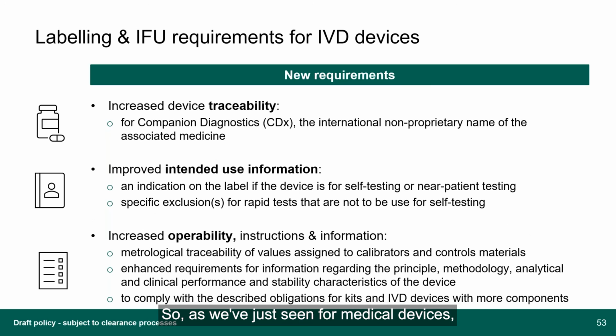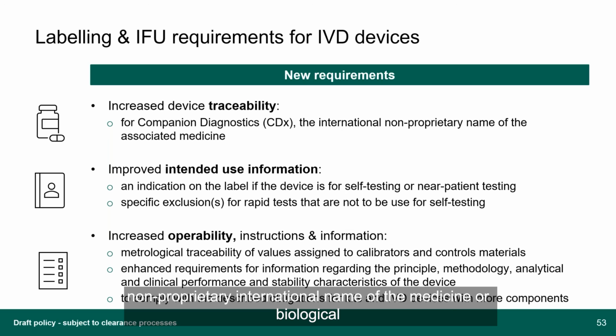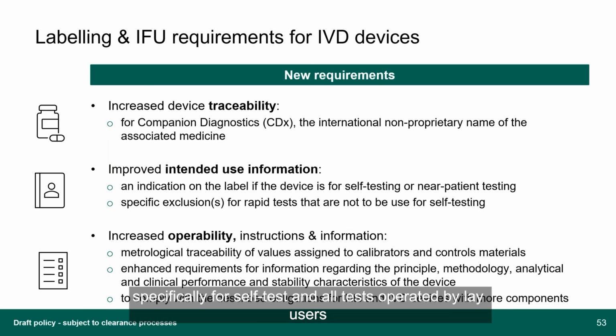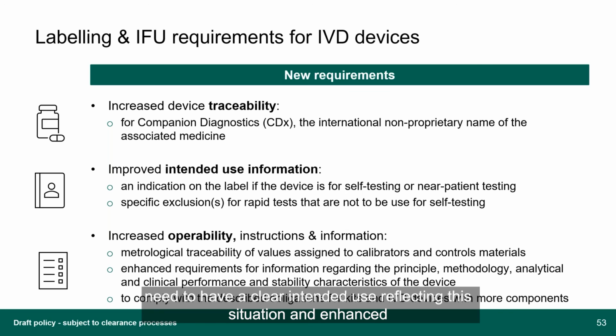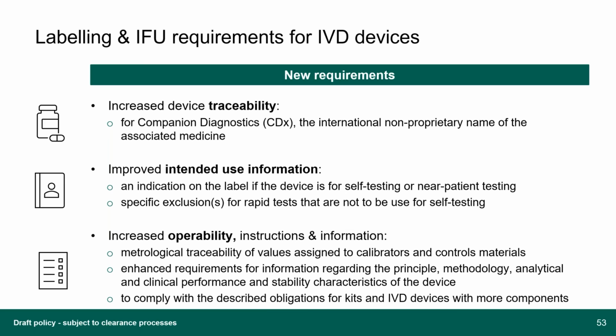So as we just saw, for medical devices, some requirements will be specific, but in this particular case, only for IVDs. So for example, to improve safety and traceability, devices classified as companion diagnostics will have to indicate the non-proprietary international name of the medicine or biological medicine associated with the use of the companion diagnostic. In the intended use, specifically for self-tests and all tests operated by lay users, need to have a clear intended use reflecting this situation and enhance information related to safe usage of the device.